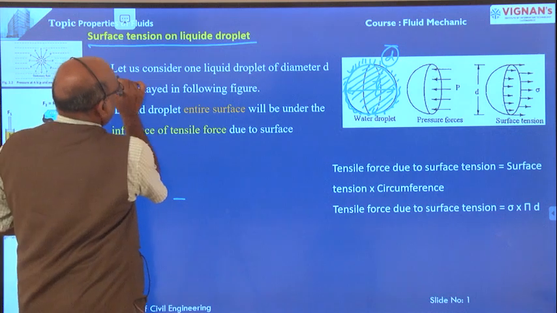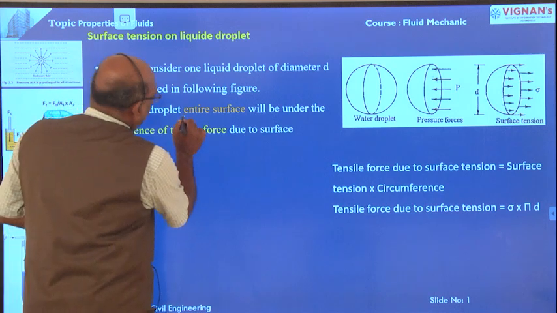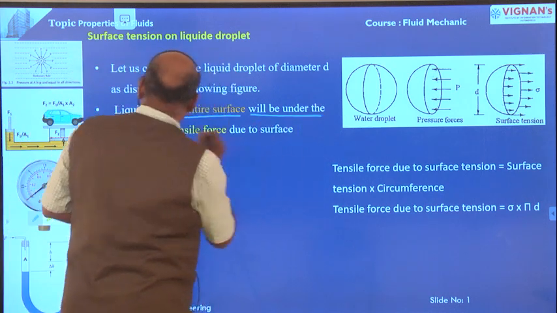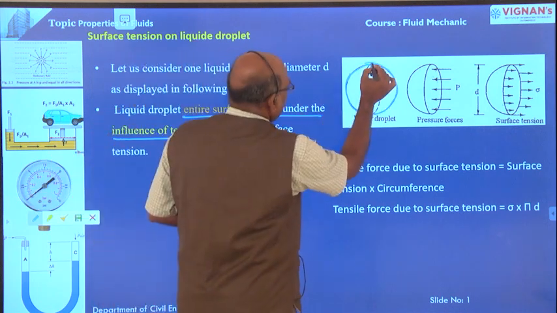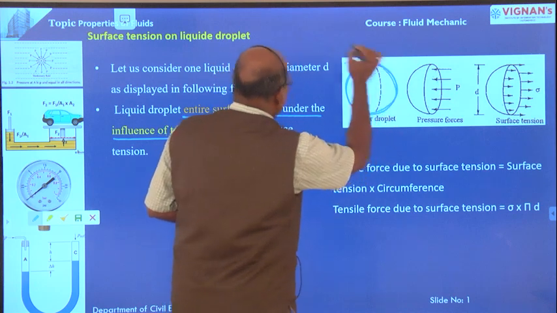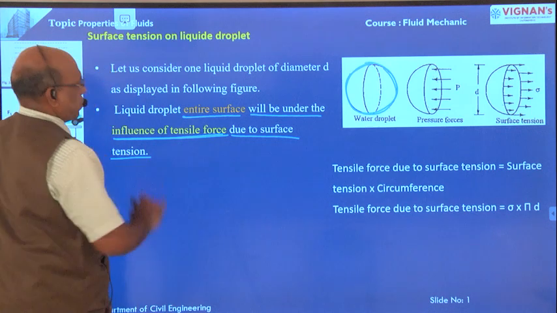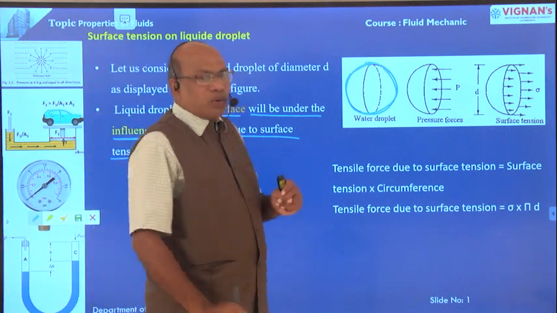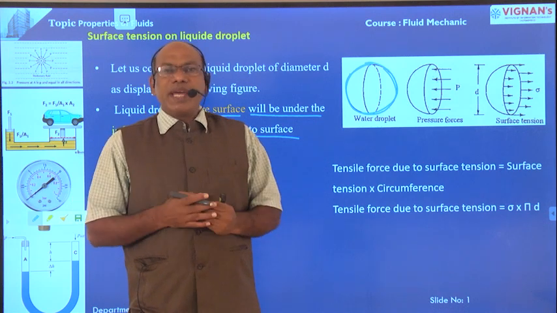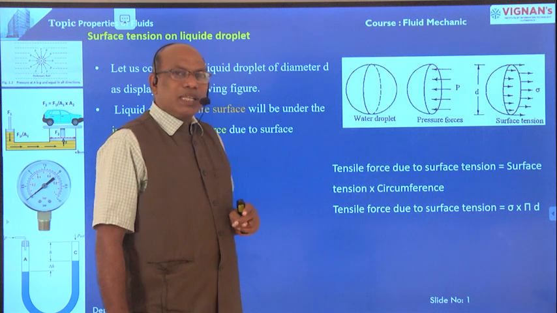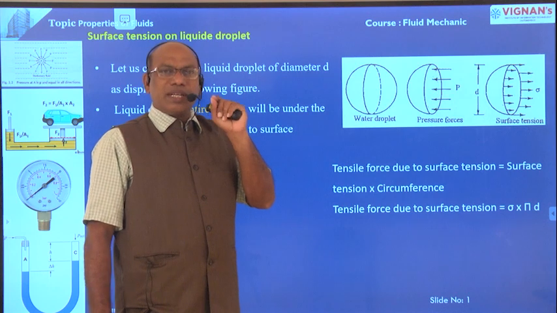Now let us consider one liquid droplet of diameter d. The entire surface of the liquid droplet will be under the influence of tensile force due to surface tension. Now we are going to determine the tensile force. Tensile force is equal to stress into area. Any force is equal to stress into area, that is the standard formula.